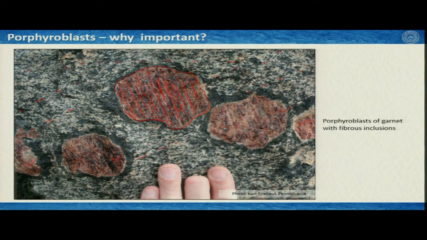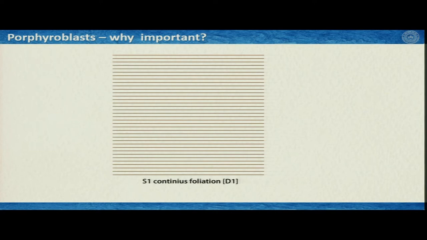So what we see here in this image, we are going to see how these porphyroblasts successively develop. We can imagine that all these straight lines here, as we have learnt in the previous lectures, could be considered as continuous foliation, and we can assign them as our S1, that means foliation or schistosity that developed at the first deformation. Now, we will see what we can do with this S1 foliation, which formed in the stage of deformation D1.